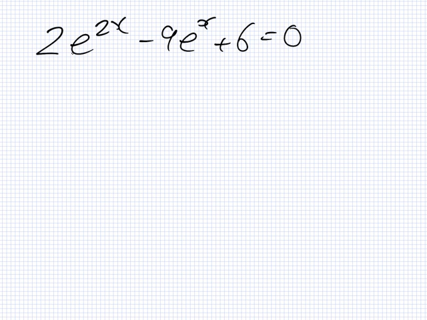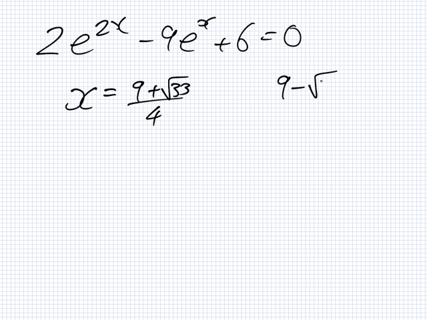Now if you try to factorize this, you will have a hard time because there's no factors. So if you use the formula here, we get x equals 9 plus root 33 over 4, or 9 minus root 33 over 4.